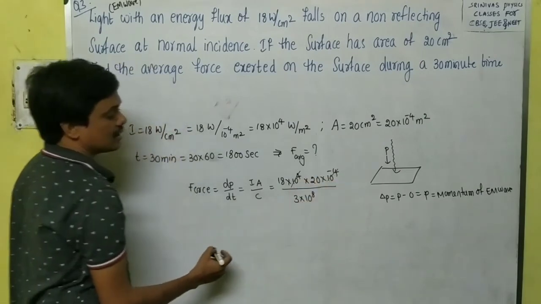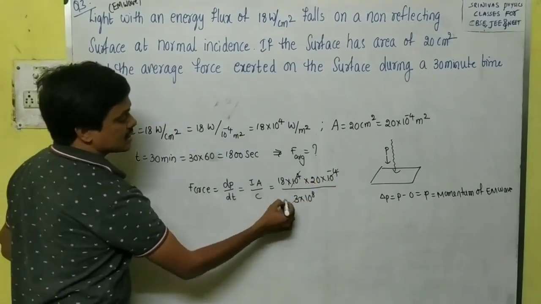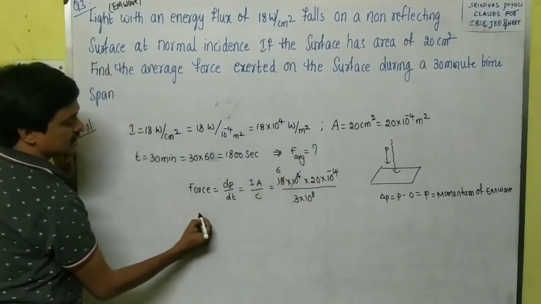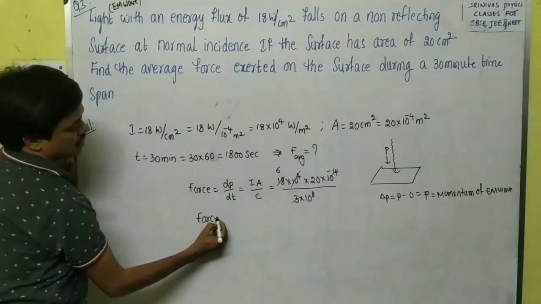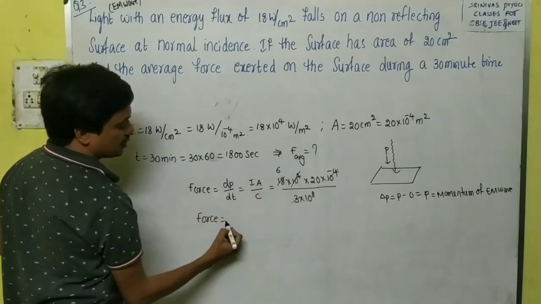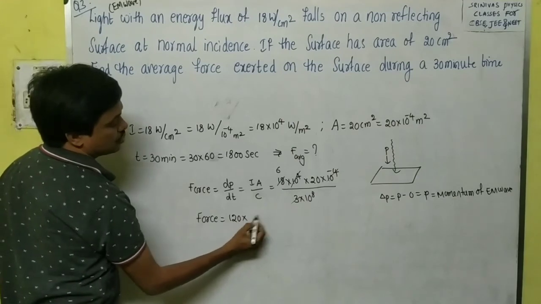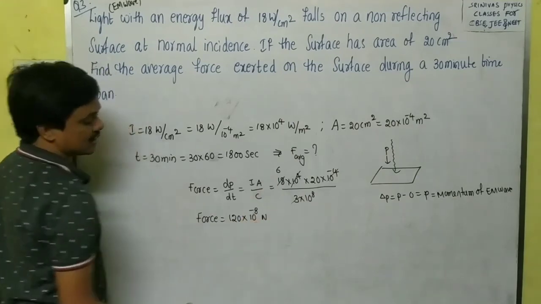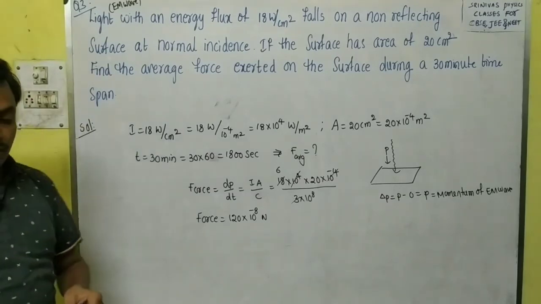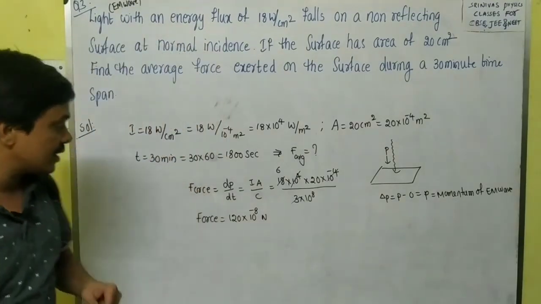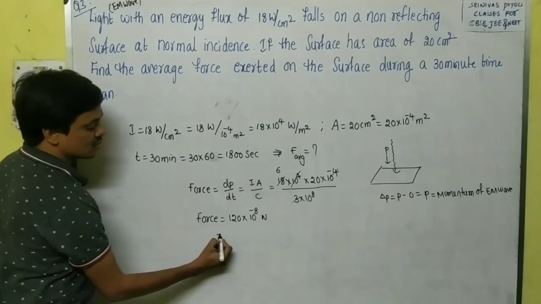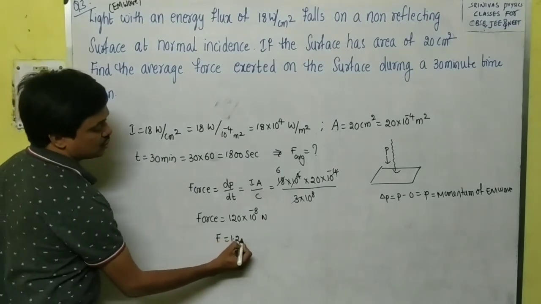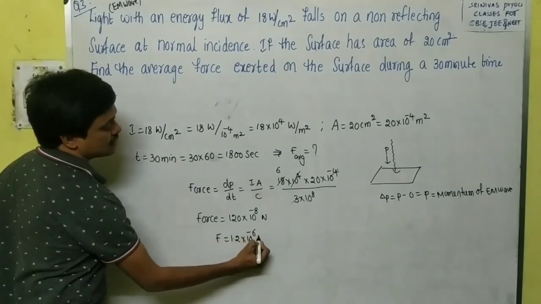This will cancel. Then we will get 3 into 6 is 18. 6 into 20 we will get 120, and the 10 to the power of 8 goes to the numerator, 10 to the power of minus 8 Newton. 120 into 10 to the power of minus 8 Newtons we will get. Otherwise this we can also write as 1.2 into 10 to the power of minus 6 Newtons.